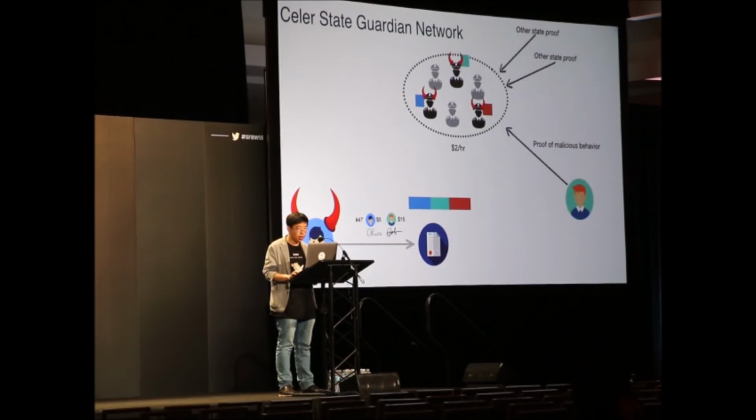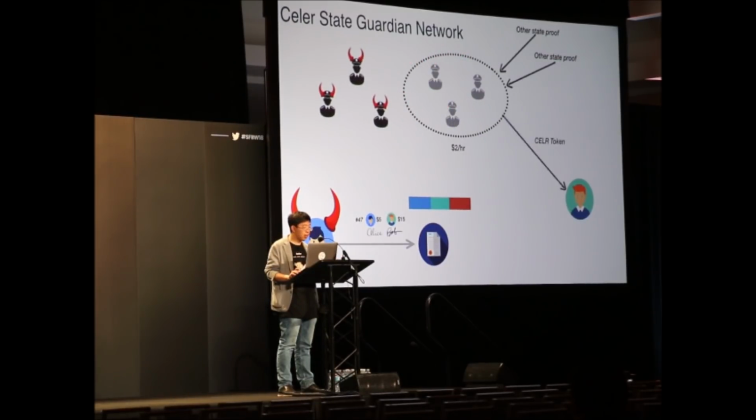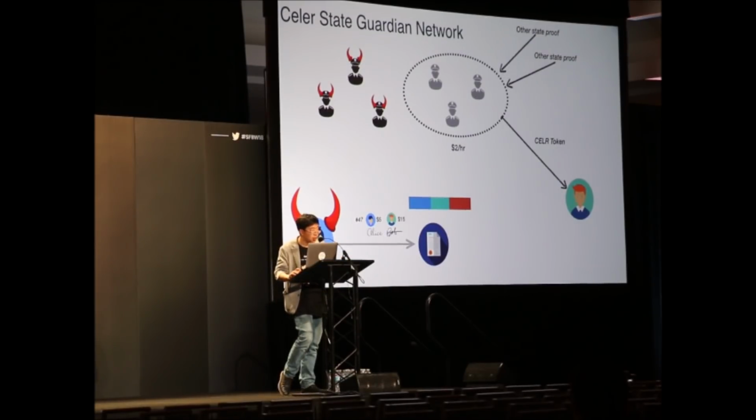What if all state guardians are actually malicious? What if the worst comes to worst? Then what's going to happen is that when the user later comes online, he can still submit an attribution of malicious behavior, because after all this is a sidechain, so the user can submit and prove to the main chain that he has already submitted the state to the sidechain early on. And all the state guardians who are malicious will be kicked out of the state guardian network, and the user will be compensated back with the Celer token stake.